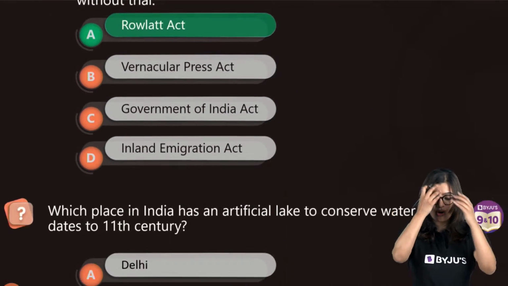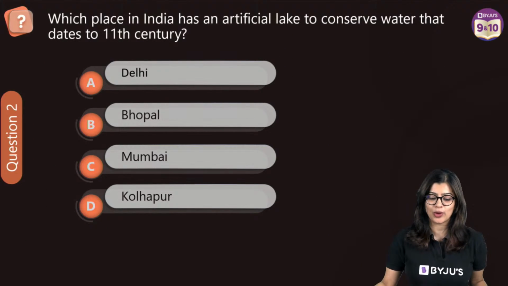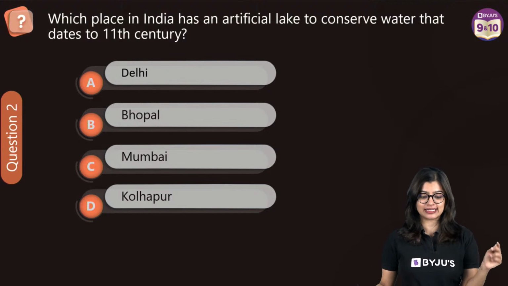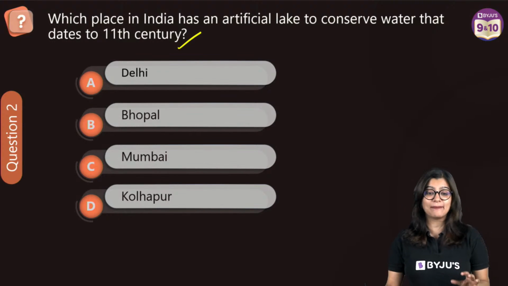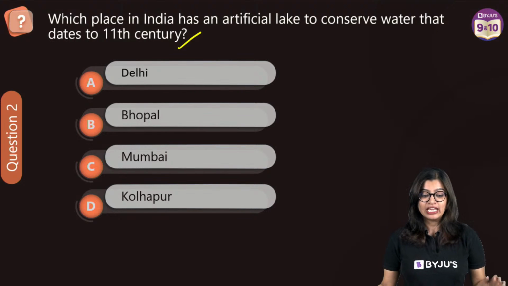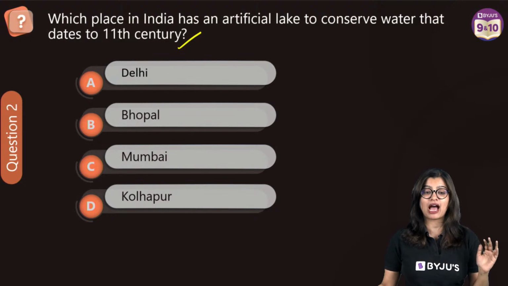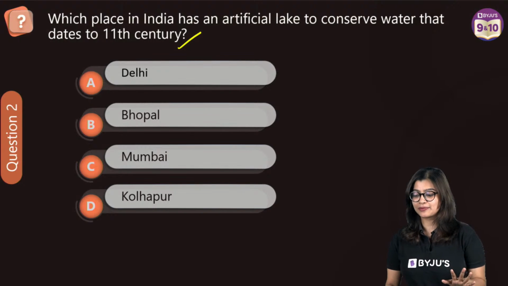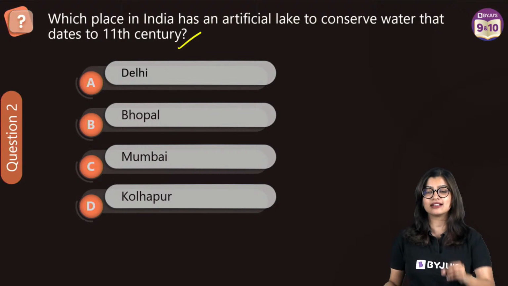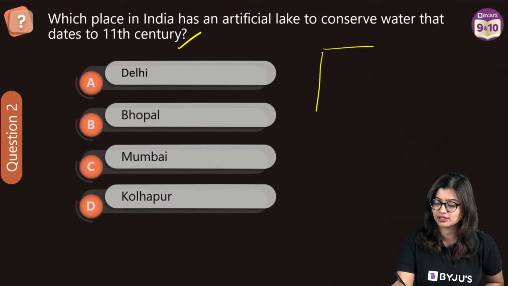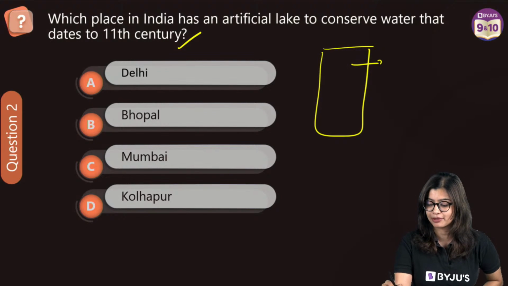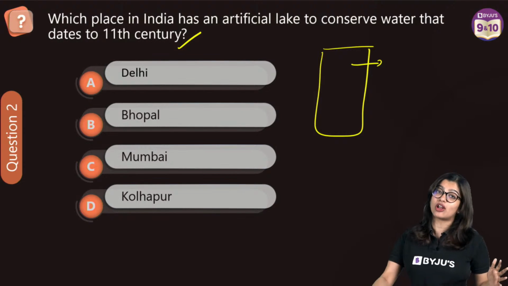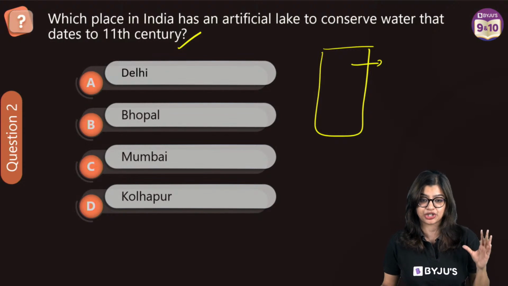So everybody, let's go on to question number 2, which place in India has an artificial lake to conserve water that dates way back to the 11th century? Is it A, Delhi, Bhopal, Mumbai or Kolhapur? Good evening. Yes, I can see the answers. Now this right here is a small bit which is mentioned in a small grey box in your chapter water resources, right, where they have spoken about the hydraulic structures that were present in ancient India.